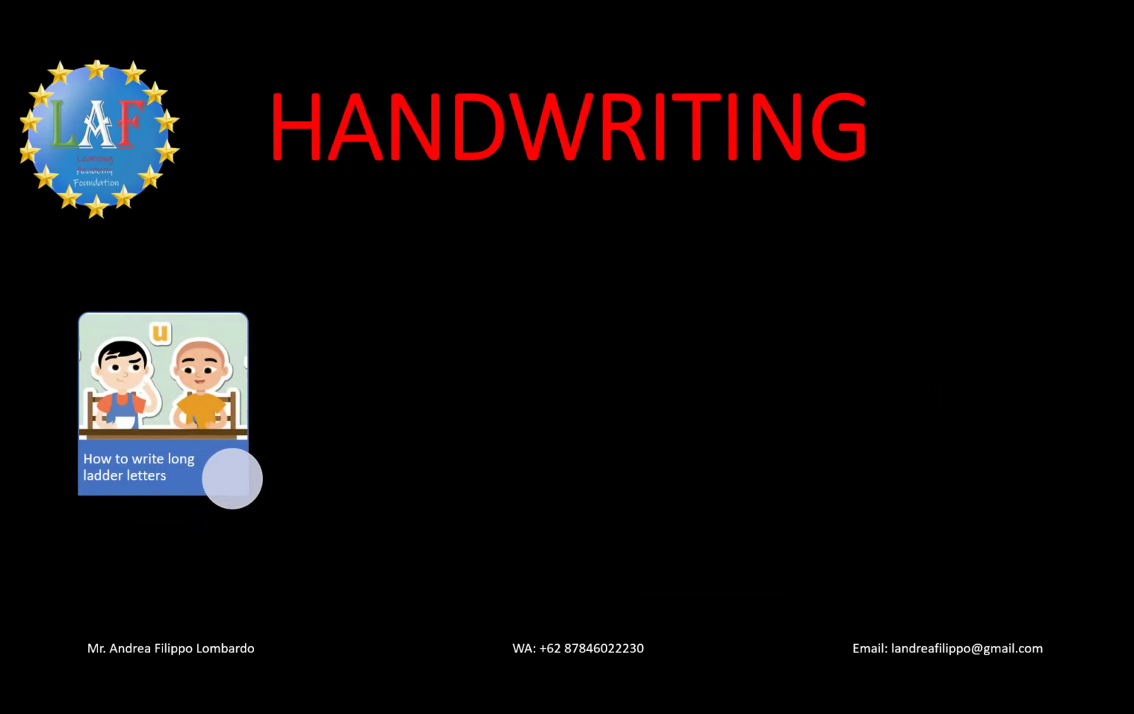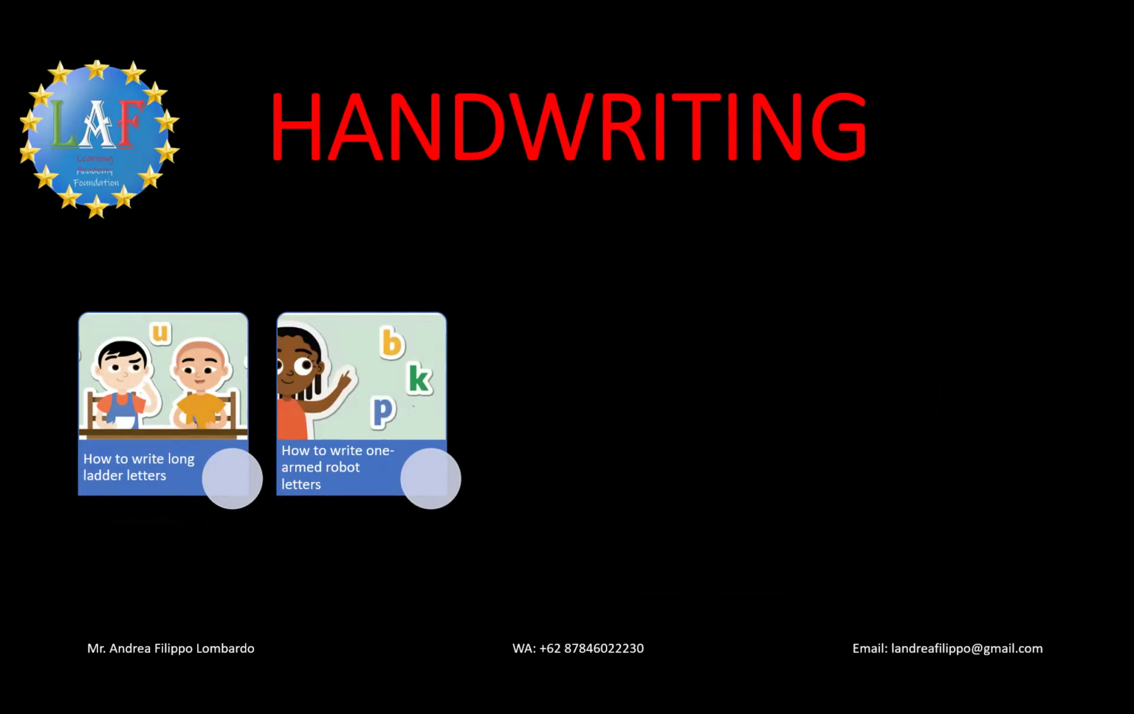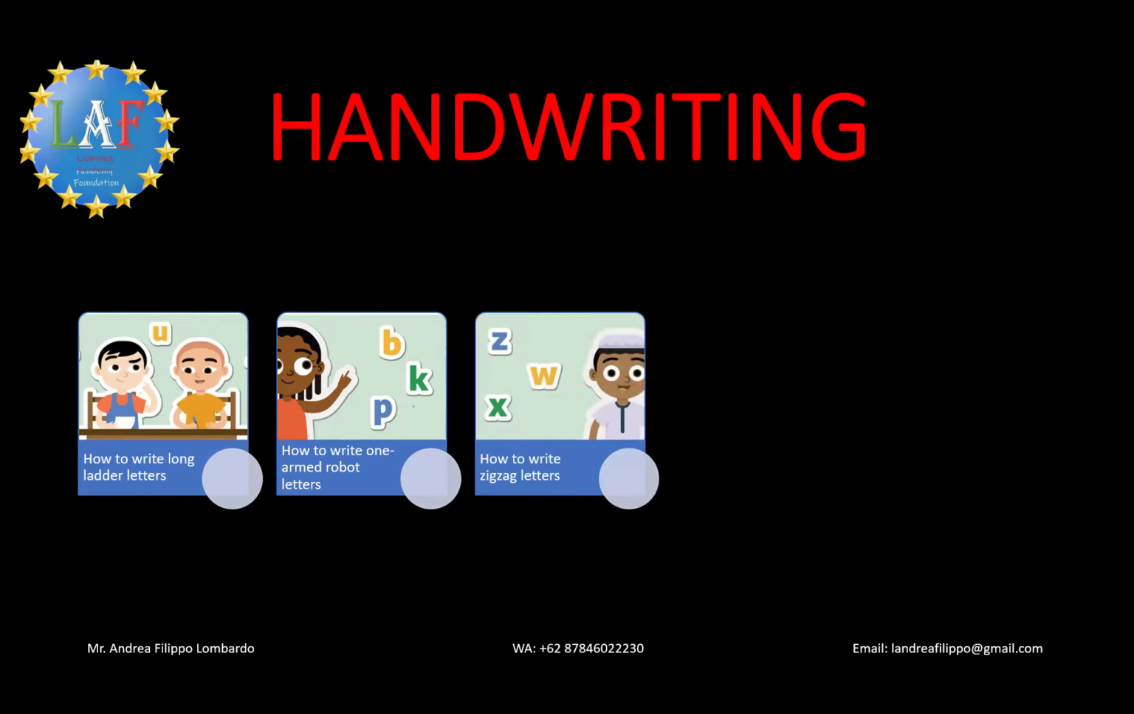long letters L, I, T, U, J, and Y. The one-armed robot letters B, H, K, M, N, P, and R. And they will find out how to write the zigzag letters Z, V, W, and X.